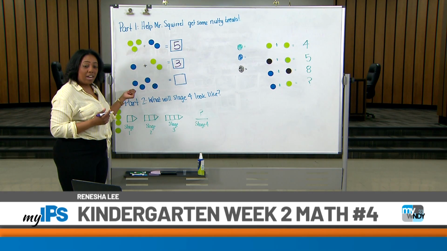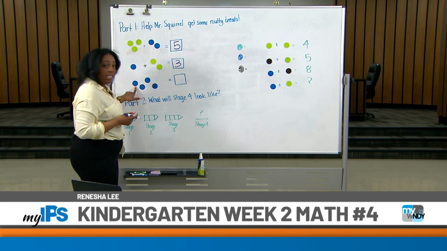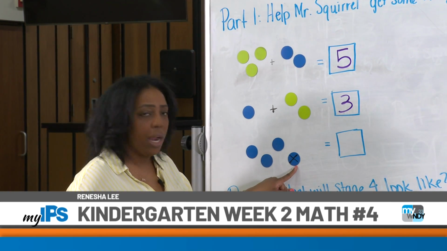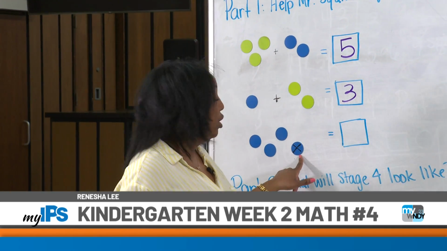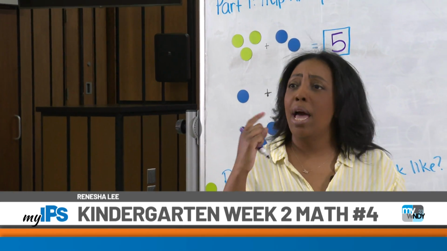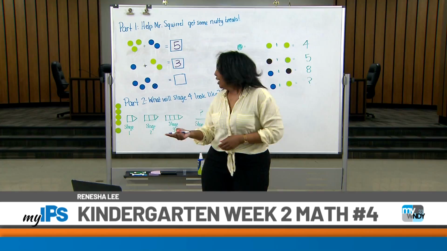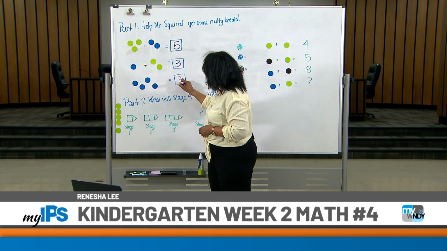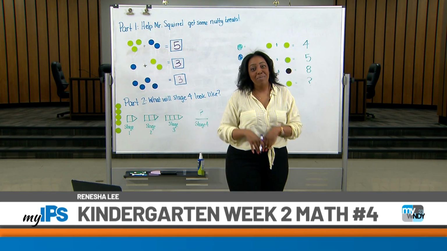Now down here on our last one, we're still working on this side. There are 4 in all. So 1, 2, 3, 4. But I have to take 1 away. When I do that, I go 4, and I count backwards and go 3. So 3 is going to be my answer when I take 1 away from 4. That's part 1. Let's keep going.